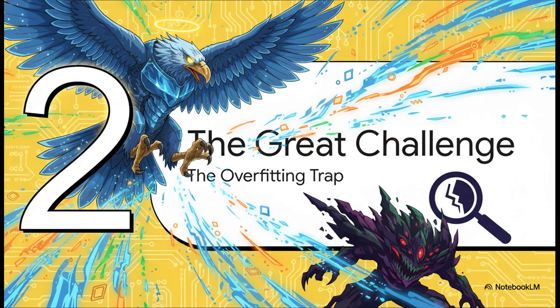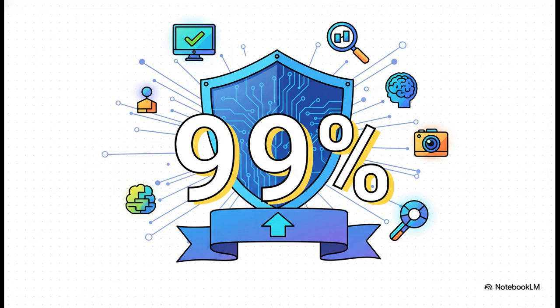So after some really intense training on its first set of data, our hero seems unbelievably powerful. It's acing all its practice tests. But there's a hidden danger lurking just around the corner, one that's about to expose a fatal flaw. On the images it used for training, our model is practically a genius. It's nailing them with 99% accuracy.